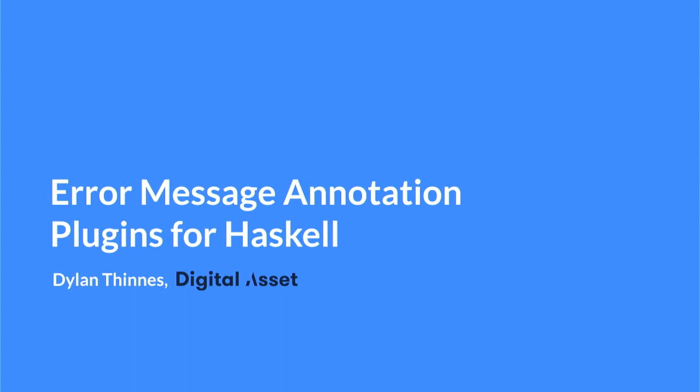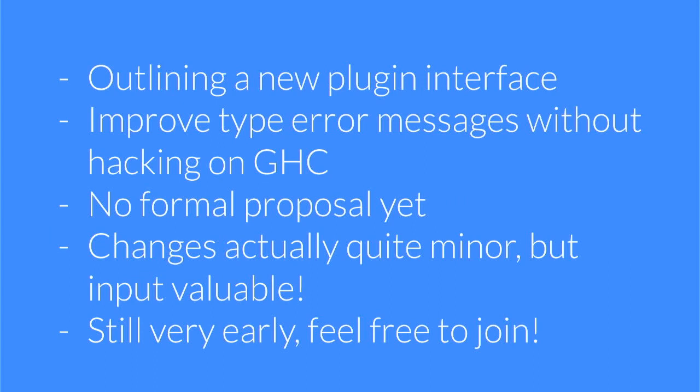So as a sort of brief first overview, what are we going to be talking about? I'm going to be staring down at the ground the whole time. Essentially, I'll be outlining a new plugin interface that I'd like to propose. Its main task is that it should allow you to improve type error messages without actually having to hack directly on GHC.